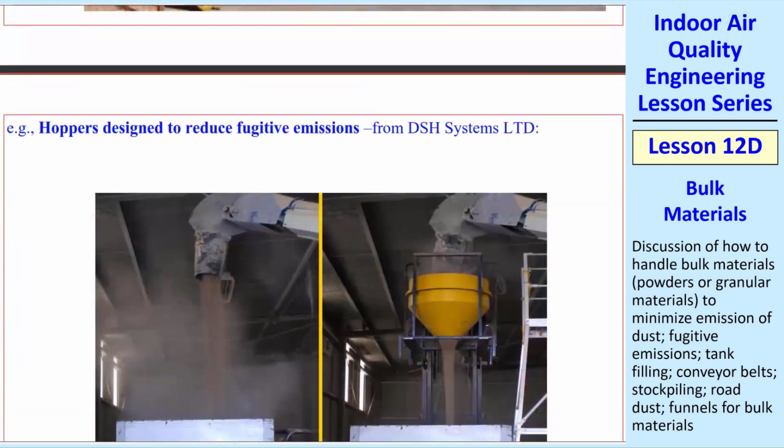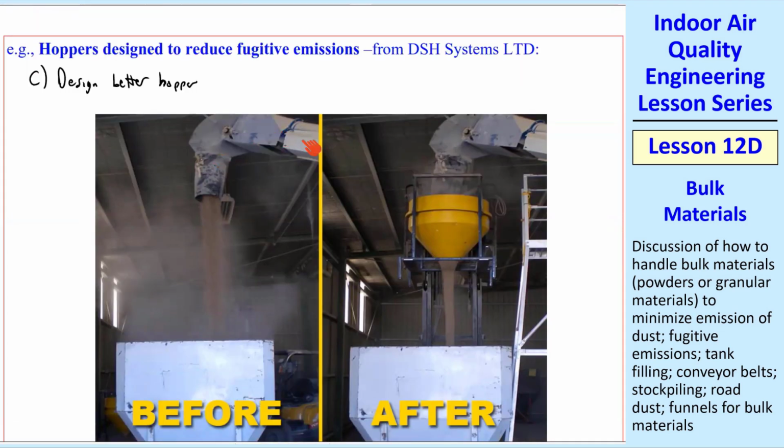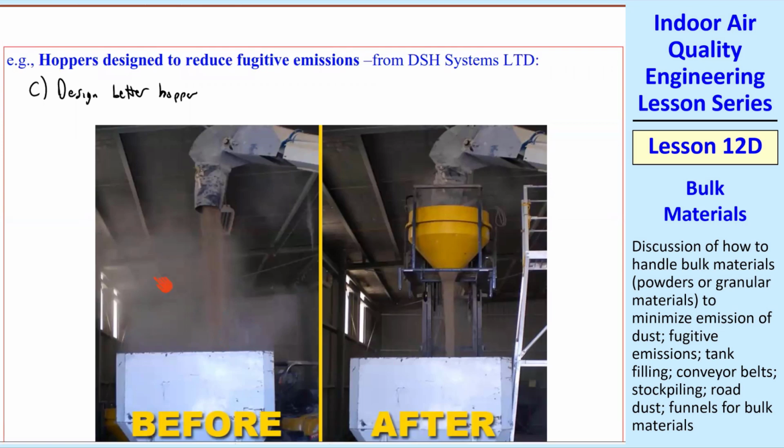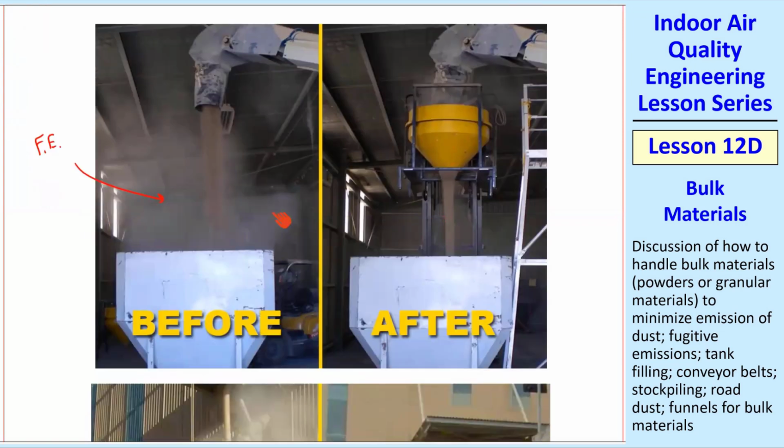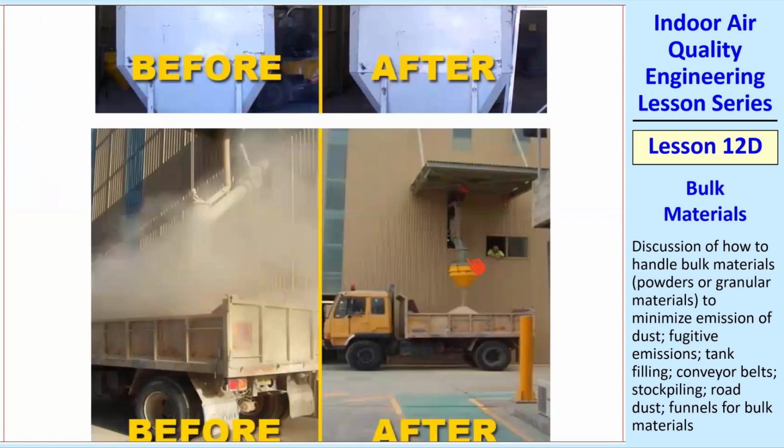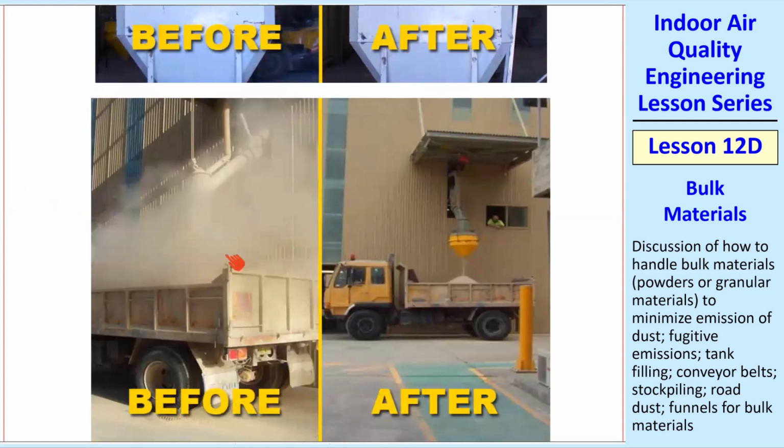And finally, another way to do this is to design a better hopper. You have some kind of a blower that takes the bulk material and then lets it fall down. You get lots of fugitive emissions here. So this vendor says we made this fancy looking funnel where you can put the stuff in and it would help this to go more straight. And you can see, compare the two, that there's much less fugitive emissions. Here's another picture of putting stuff into a truck and you get all kind of fugitive emissions here. And then when they put it through this fancy funnel, it eliminates that.